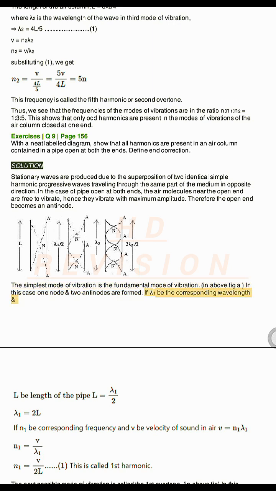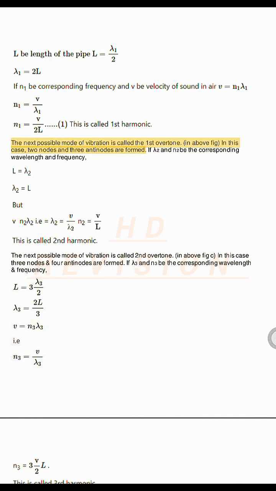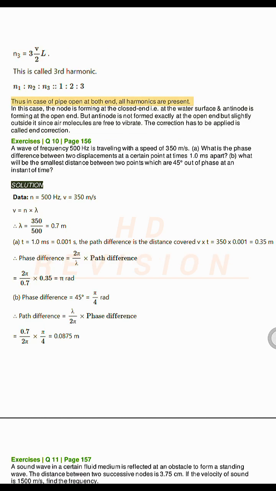If λ and n be the corresponding wavelength and frequency, the next possible mode of vibration is called the first overtone. In above Fig. B, in this case two nodes and three antinodes are formed. If λ2 and n2 be the corresponding wavelength and frequency, the next possible mode of vibration is called the second overtone. In above Fig. C, in this case three nodes and four antinodes are formed. If λ3 and n3 be the corresponding wavelength and frequency, thus in the case of a pipe open at both ends, all harmonics are present.